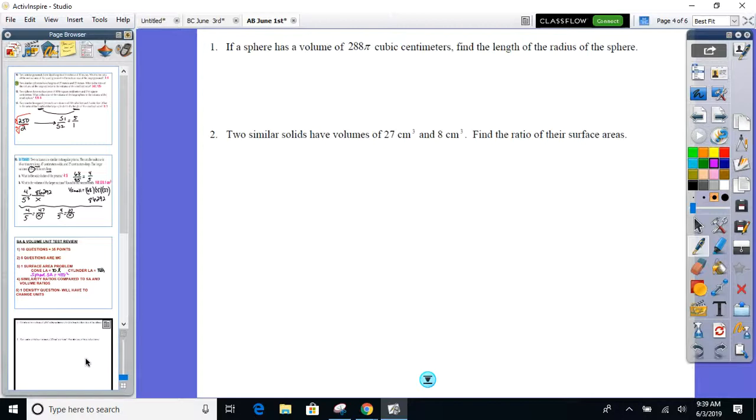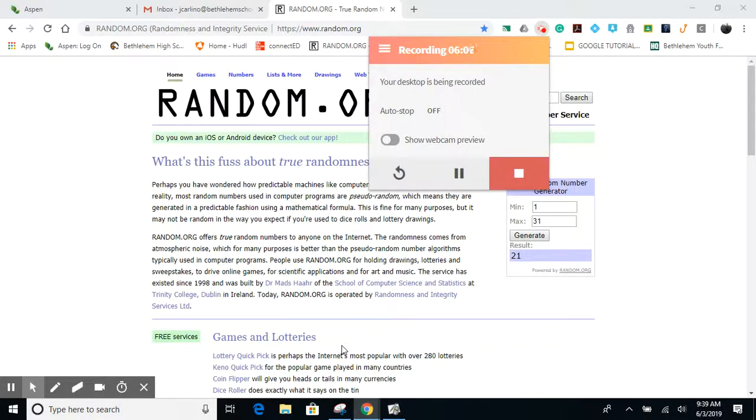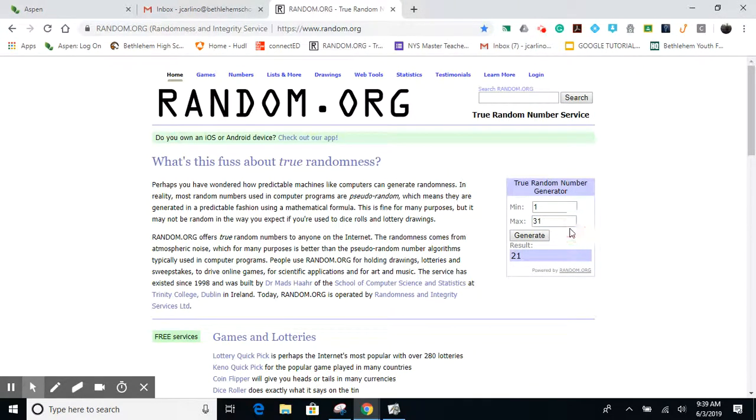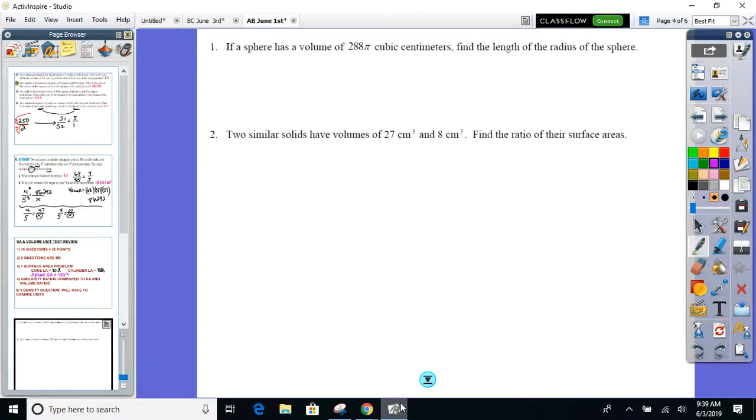Sphere's got a volume 288. Find the length of the radius. I need the volume formula for a sphere first. Again, no reason to get this one wrong as far as the volume goes. Okay, let's go. 20, nope. How about 14? Volume formula of a sphere. 4/3 pi r cubed right off the reference sheet.